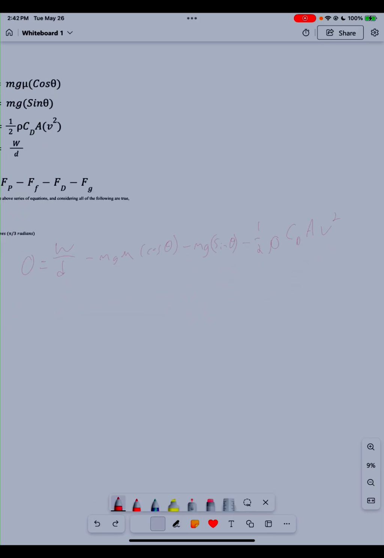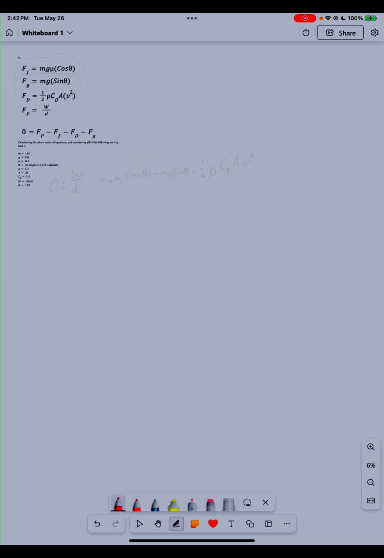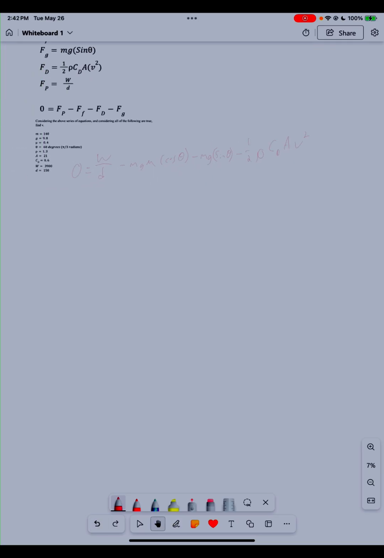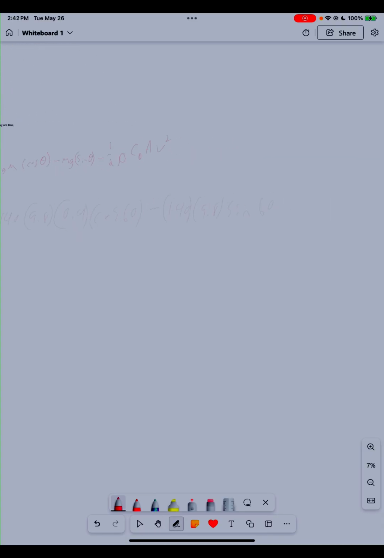Alright, so here we go. Now there's one. You want to also use solve g to the limit. So any 140 kilograms is 0 equals square line. W for 900, d is 150, minus n is 140, g is 9.8, mu is 0.4, cosine of 60 degrees, minus mg is going to be 140 times 9.8 times sine theta, so that's sine 60 degrees, minus all that stuff in the equation is 1.3 as well, minus 1 half times 1.3 for rho, times 60 times 0.6, times a is 21, and then times b squared, result of b.